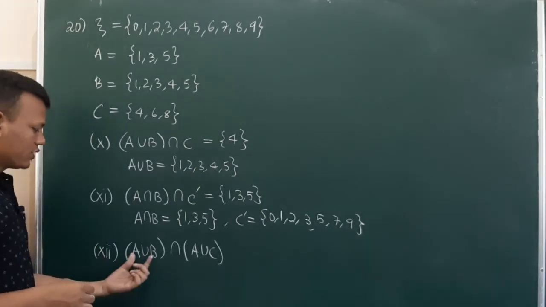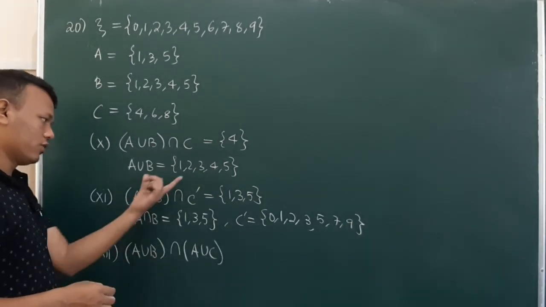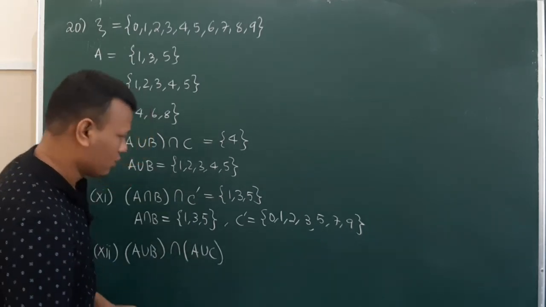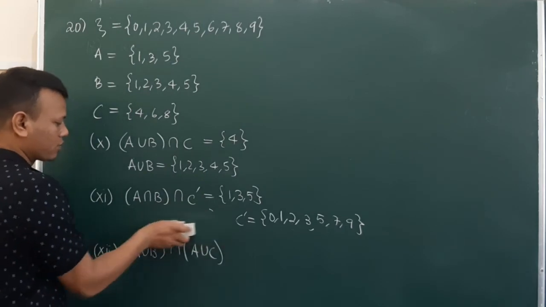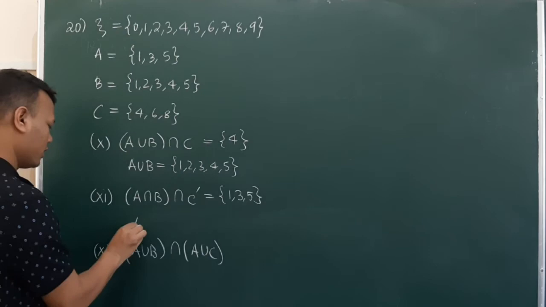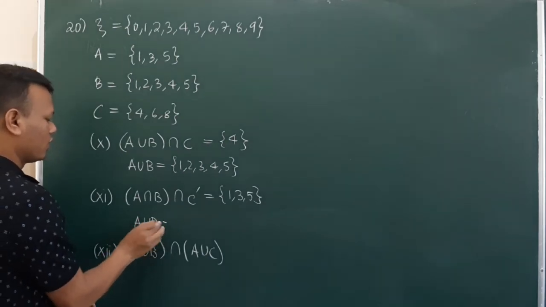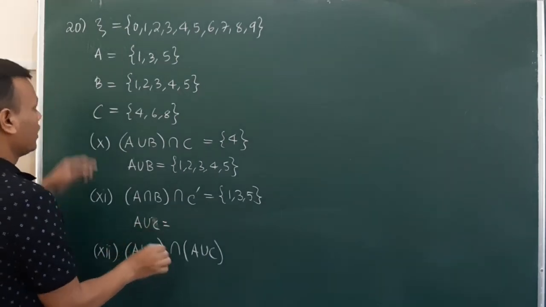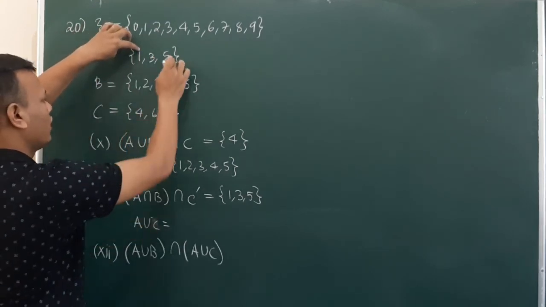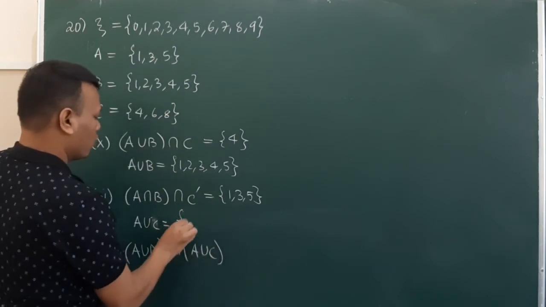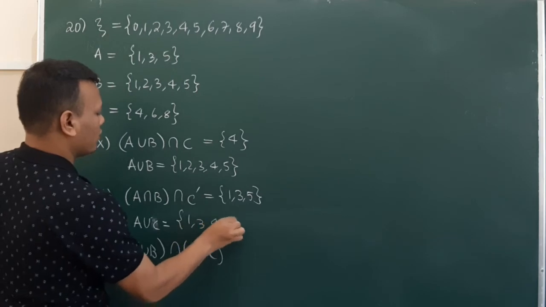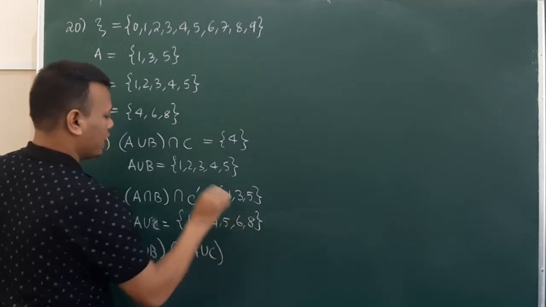Okay. Now next is take the intersection of A union B, which is already found. We need to find what is A union C as well. Alright. So let me erase this. So we have A union C. So let's see what is A union C. So let's combine A and C. So after combining we get 1, 3, 4, 5, 6, 8, right? So we have 1, 3, 4, 5, 6 and 8.